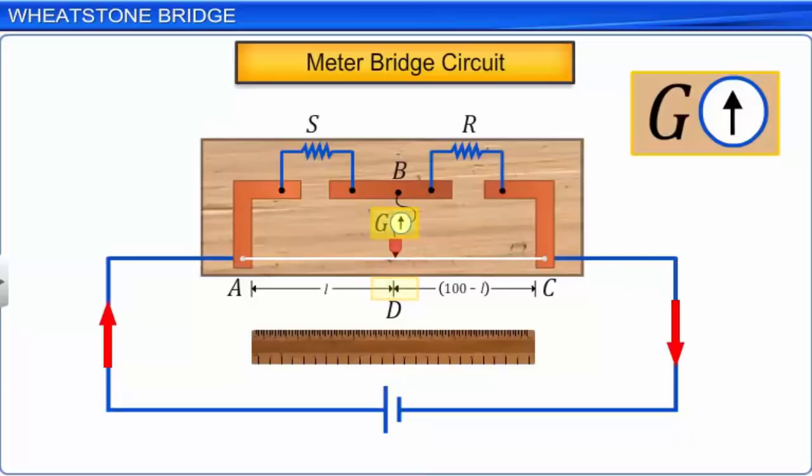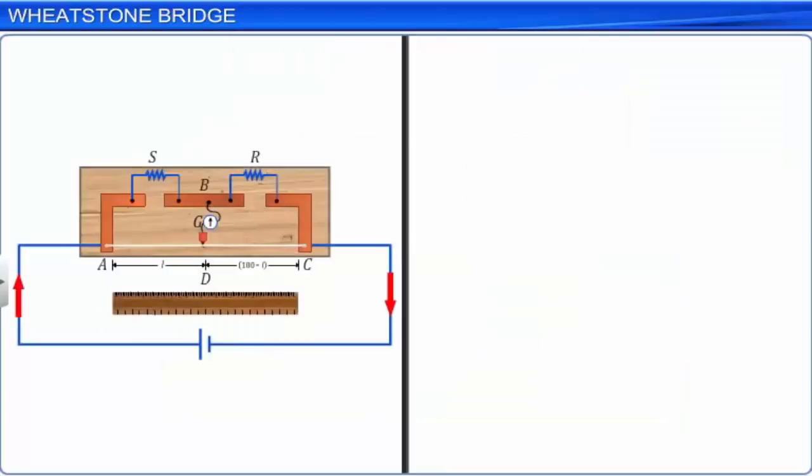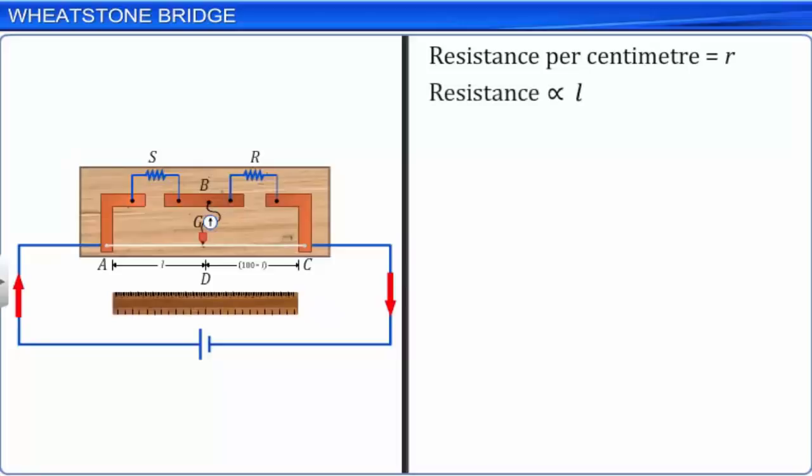Let R be the resistance per centimeter of the standard wire. As the area of cross-section of the standard wire is constant, its resistance is proportional to its length. Thus, the resistance of the AD part of the wire is equal to R into L. And the resistance of the DC part of the wire is equal to R into 100 minus L.